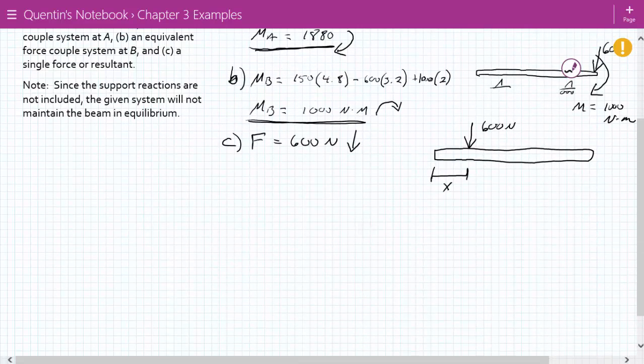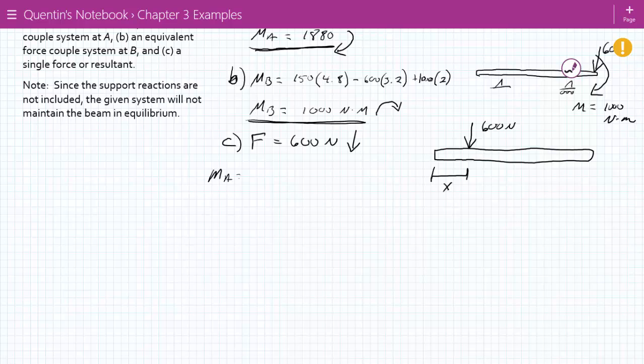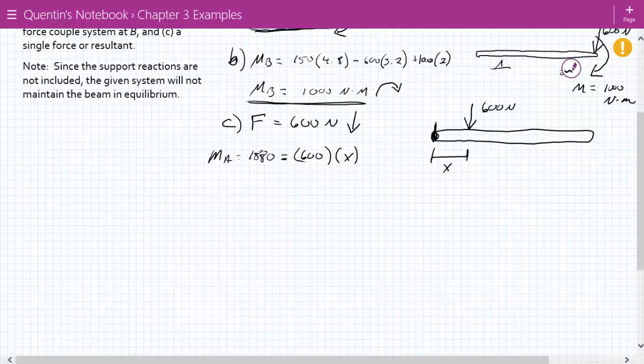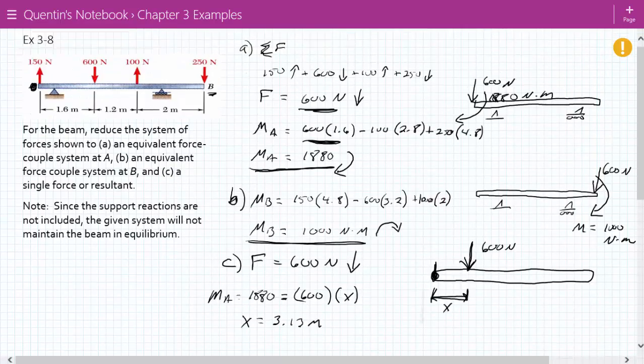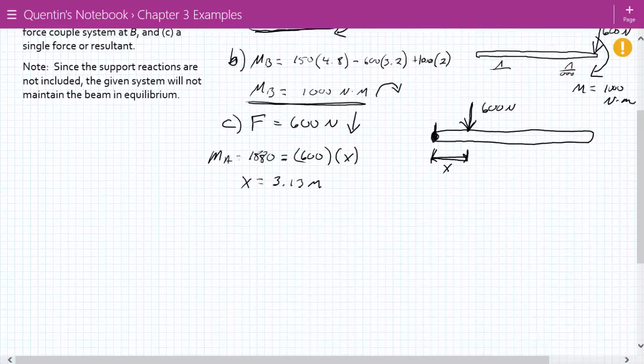At A, the moment at A is 1880, right? And if we're writing this as one single force, it's going to be 600 times the distance x. We're trying to take the moment about this point right here, so this force 600 times this distance should give us that same moment. Therefore x ends up being 3.13 meters.